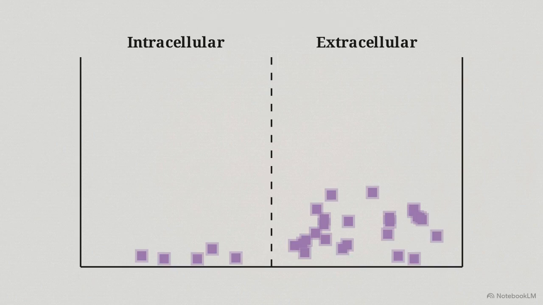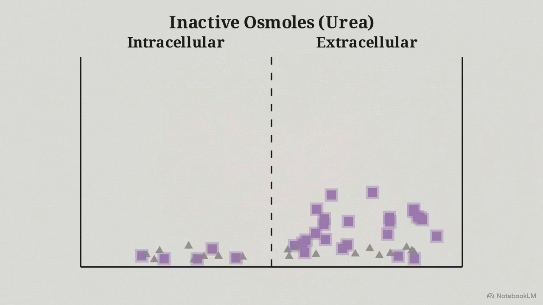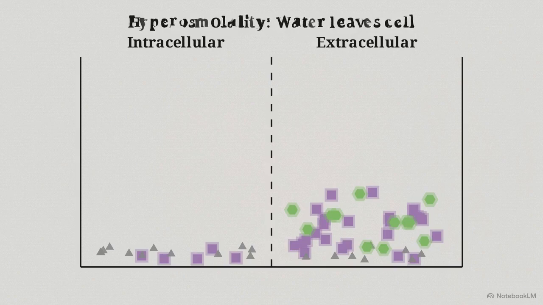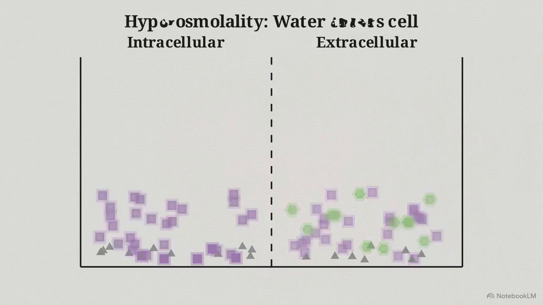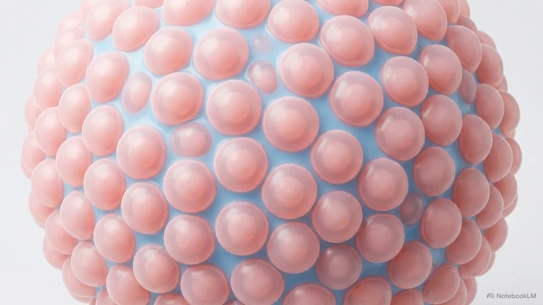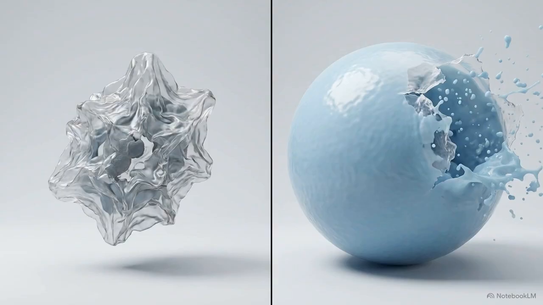But not all particles have the power to pull water. Inactive osmoles, like urea, exert very little pull. It is the active osmoles, primarily sodium and glucose, that actually dictate this osmotic pressure. The survival of every single cell in your body depends entirely on balancing the pressure created by that extracellular sodium. If it fluctuates too much, the cell either dries out or bursts.